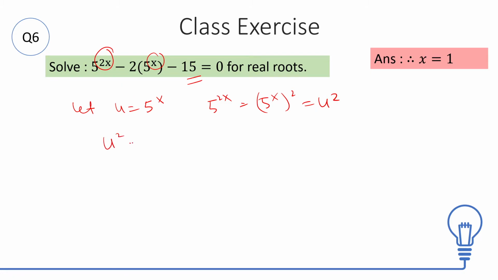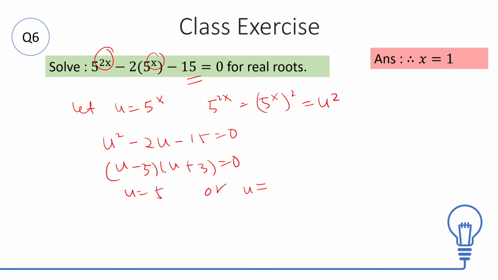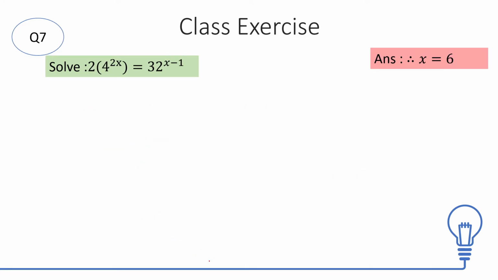So this one is u squared minus 2u minus 15 equals 0. Since I don't carry my calculator, factorize, equals 0. And then my u equals 5 or my u equals negative 3, but this one is rejected because an index cannot have a negative value. So replace back my u: 5 power x equals 5 power of 1, my x equals 1. Settled. Okay, now we look at another one.